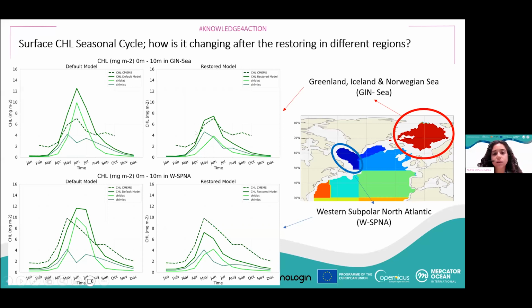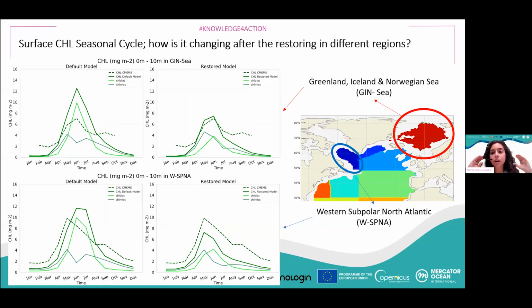In the case of the Aegean Sea, as you can see here, the bias is reduced by diminishing the curve of chlorophyll from diatoms, and by changing the second peak of the chlorophyll from small phytoplankton instead of reducing it, as the default model was doing. On the contrary, in the Western Subpolar North Atlantic, we are not reducing the absolute bias, because we are passing from a positive bias in the default model to a negative one.